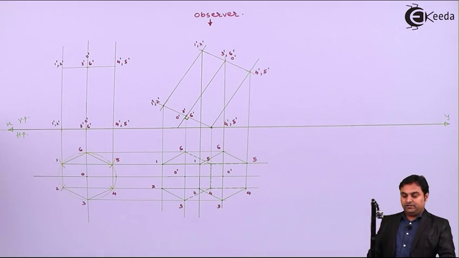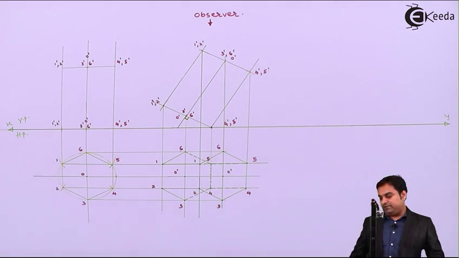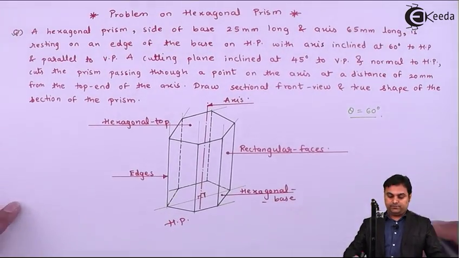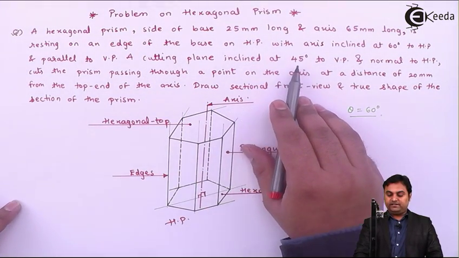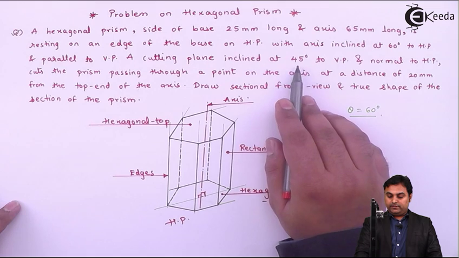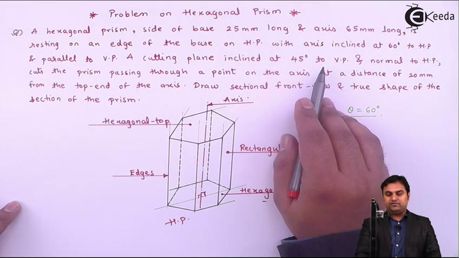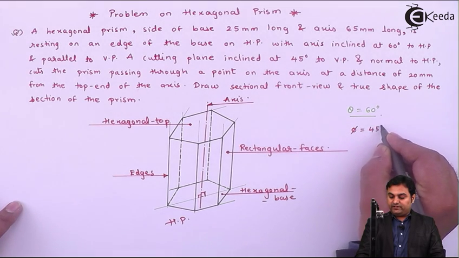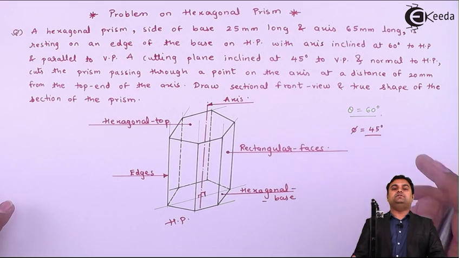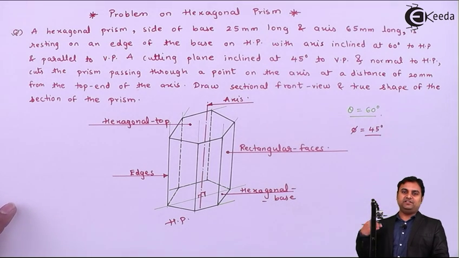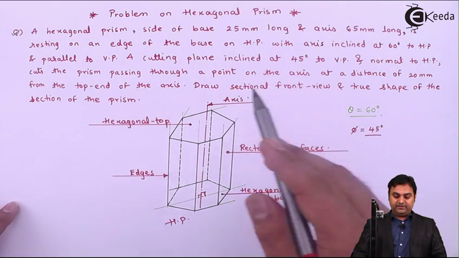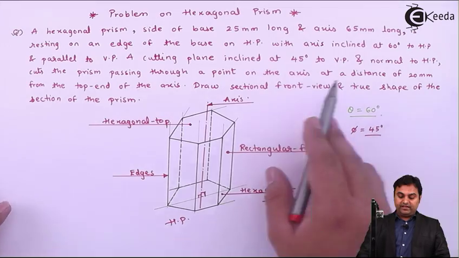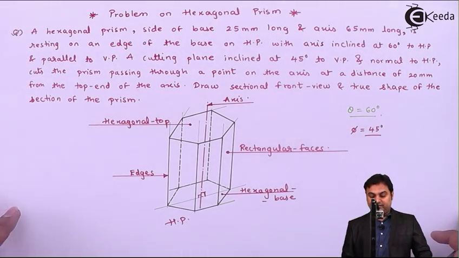Now after drawing it light, next I will be locating the cutting plane, and for that the condition is a cutting plane inclined at 45 degree to VP. Now the cutting plane's inclination is given with VP, so the inclination with VP is phi, and 45 degree with VP, this inclination will be visible in the other plane, that is HP, and normal to HP. Cuts the prism passing through a point on the axis at a distance of 20 mm from the top end of the axis.